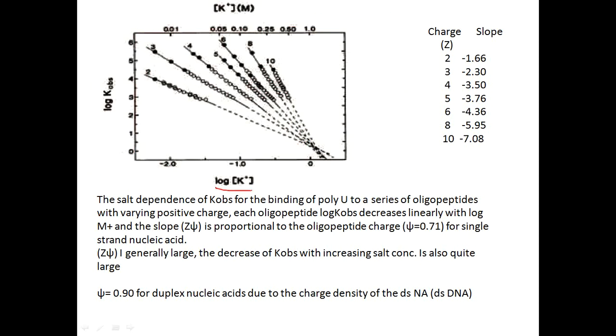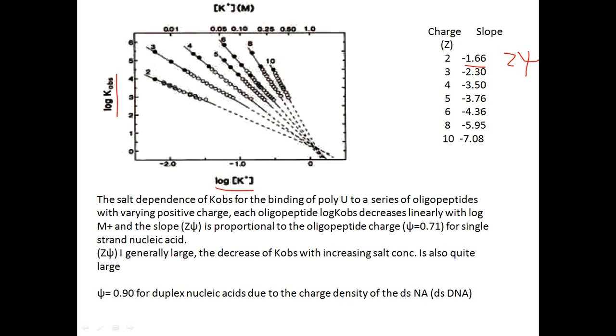So this is a curve, a graph, where we can see the concentration of salt, that is potassium nitrate or potassium chloride, K plus ion, versus the log K absorb value for ligands with different charges, you can see. So plus 2 charge, plus 3, plus 4. You can see these are slope values, that is nothing but the Z psi value that we talked about, right? So as the charge increases, you can see the Z psi value is also increasing.